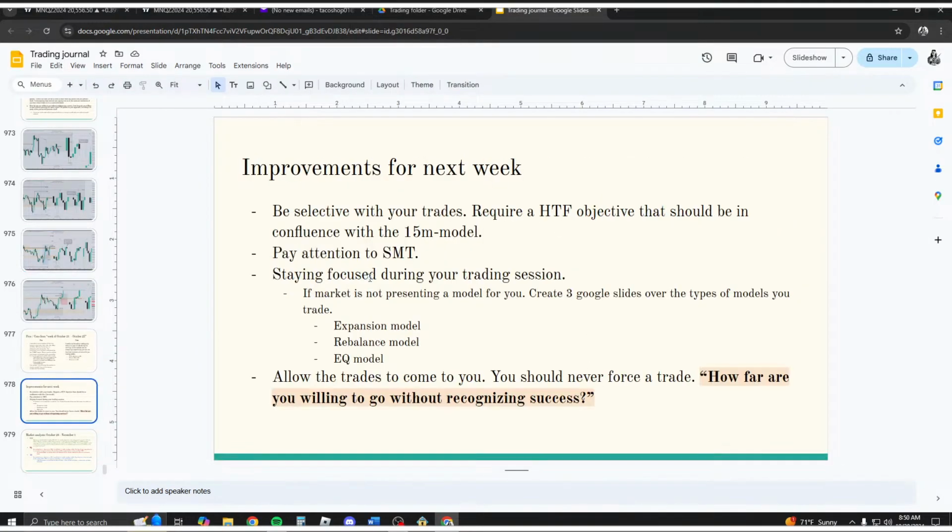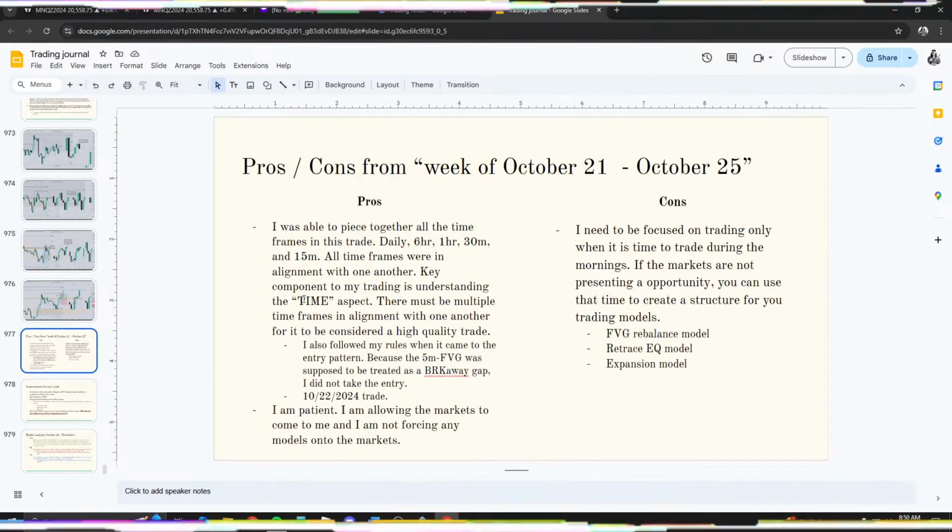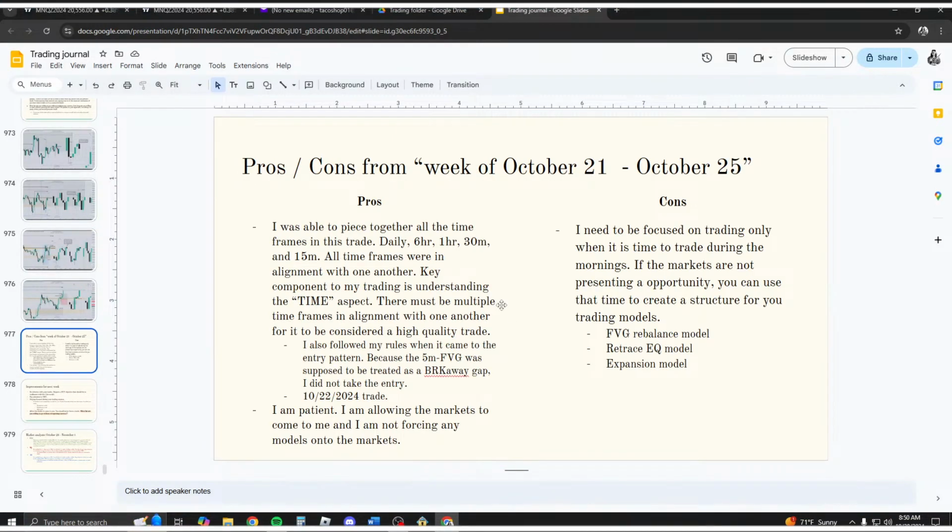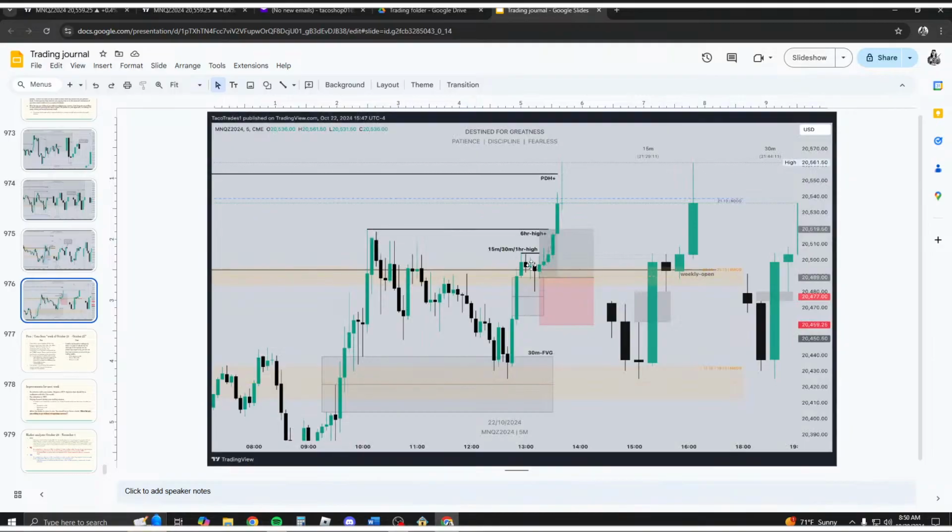The one reason why I didn't take this entry, or this model, is because the 5-minute fair value gap initially suggested that we could treat it as a breakaway gap. That means I didn't want to see prices retrace back inside this fair value gap, but I wanted to see prices take out the 15-minute, 30-minute, and hourly high first. We never took out the high, and then we got a retracement back inside the 5-minute fair value gap. But that happened after we closed on another 15-minute candle.